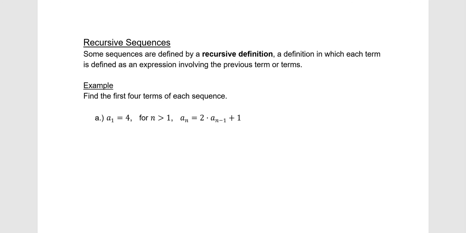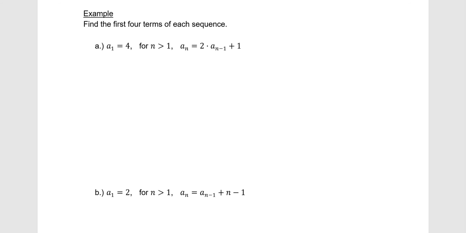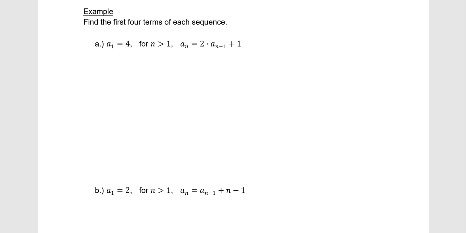So let's move on to one more thing with sequences before we go to series. And that is recursive sequences. So some sequences are defined by a recursive definition. And what that means is it's a definition in which each term is defined as an expression involving the previous terms. So each term depends on the previous terms. So let's see a couple examples here. Find the first 4 terms of each sequence.